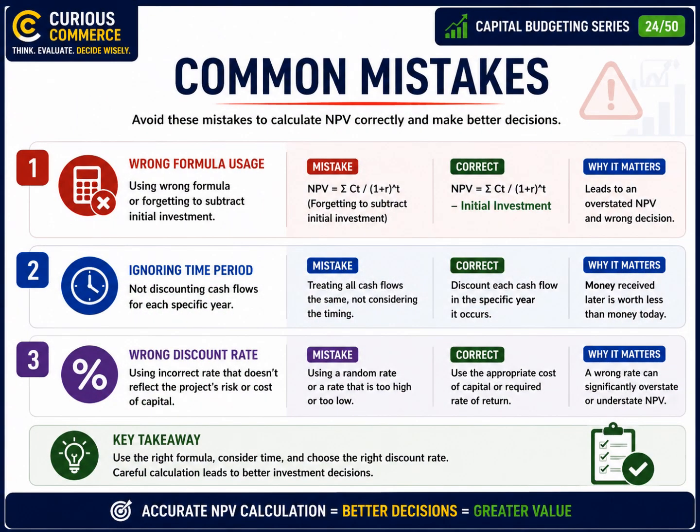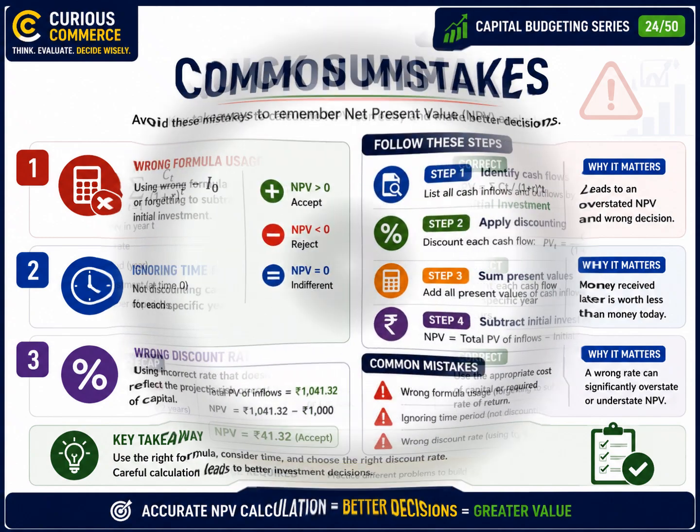Now let us discuss the common mistakes at the time of the calculations. Mistake one is wrong formula usage. The second mistake is ignoring time period. The third mistake is wrong discounting rate. So during the exams, write the formula properly, substitute values carefully, use the calculator slowly, double check the powers. Accuracy is very important in financial numericals.